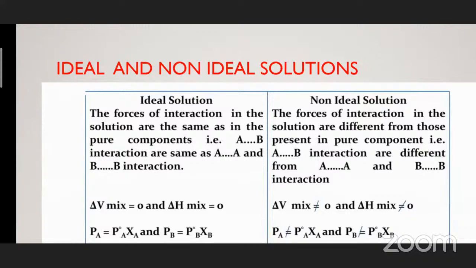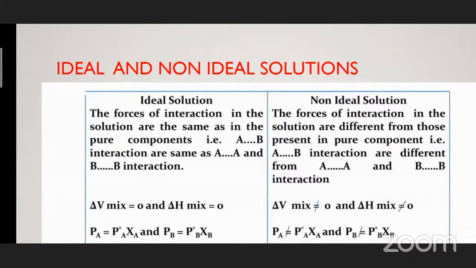This is what we observe in reality. Sometimes the heat is released, sometimes the heat is absorbed, and sometimes the temperature remains the same after we form the solution. If there is no change in the temperature, we say that delta H mix is 0. So for ideal solutions, delta V mix is 0 and delta H mix is 0.